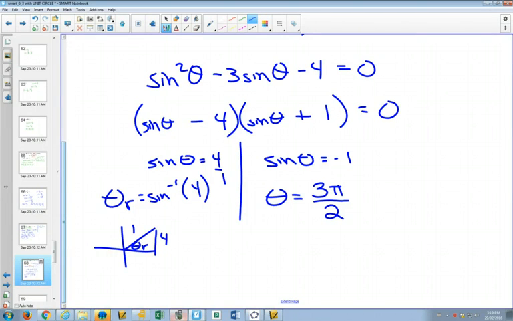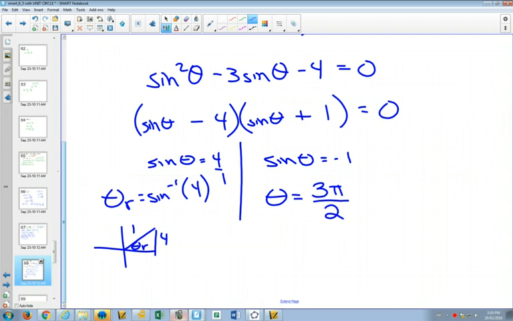Sine can't be greater than 1. Why can't sine be greater than 1? Because the opposite over hypotenuse would be 4 over... Can you see why that triangle doesn't make sense? When was the last time you saw a hypotenuse less than the side? Right? So this question is still a non-calculator question.